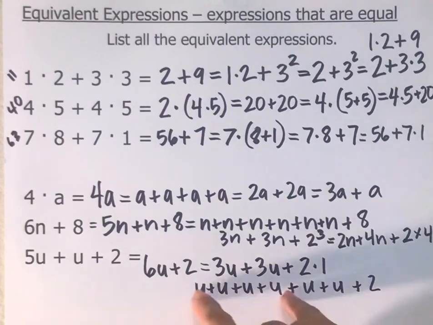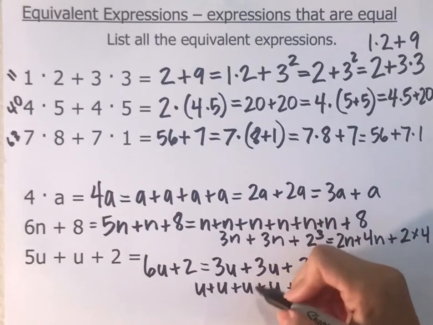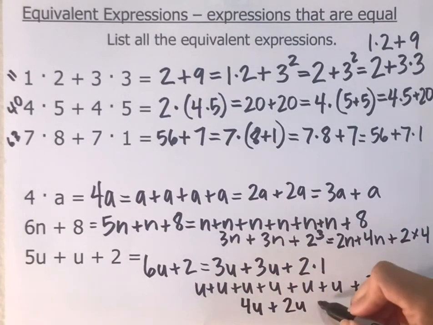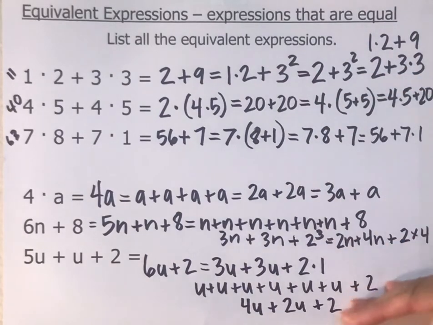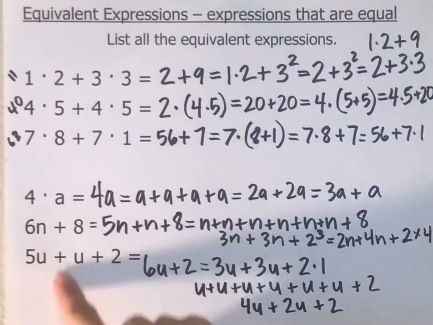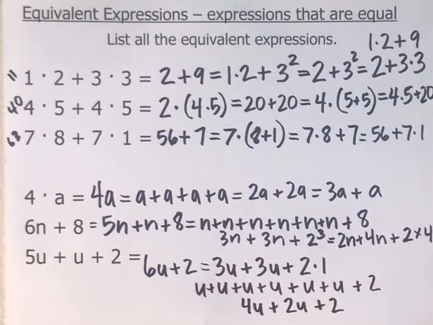One more, we could just break these up again. You could think about 4u's plus 2u's plus 2 would also work. So as you can see, there's so many ways that you could write that. But these are all what we call equivalent expressions, because they all equal our original expressions that we started with. We just wrote them in different ways.